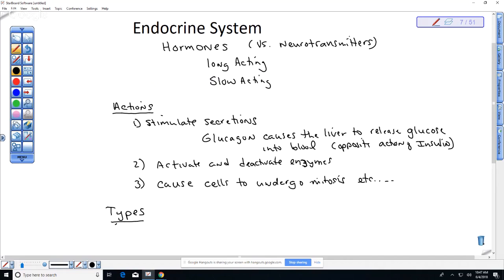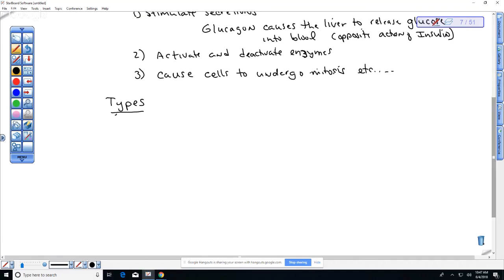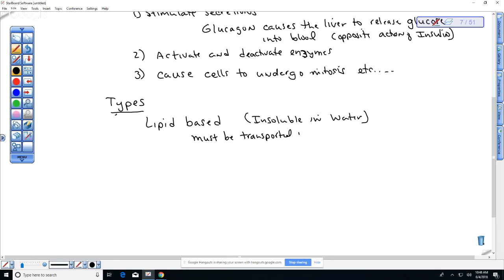Okay, so types of hormones. They can be classified as either being lipid-based. And what this means, lipids are insoluble in water. So if they're insoluble in water, they actually have to be transported by a protein in the circulatory system. So they must be transported using a protein.